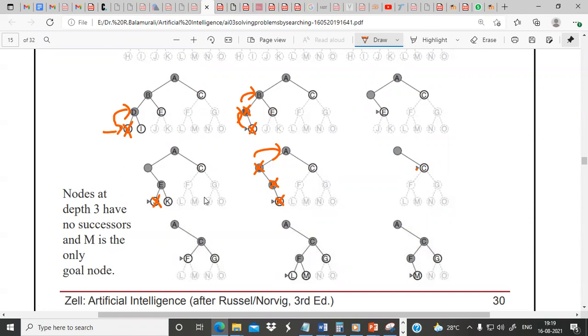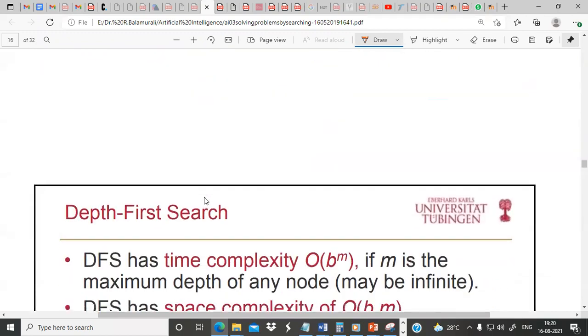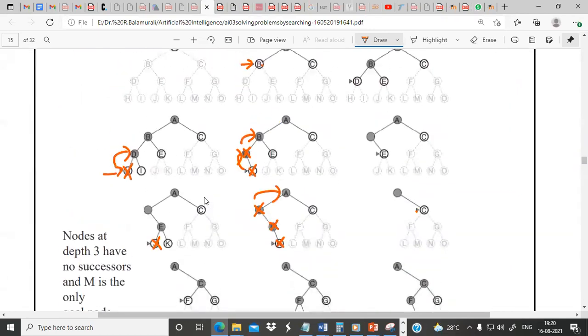So now check whether F is the goal state or not. No, then expand F, you get L and M. Now when you check whether L is the goal state, no, but L is also a leaf node. It's not the goal, so remove L, go to F. And does F have another child? Yes, M. Check whether M is the goal state or not. So on and so forth, the algorithm continues. So this is the basic working mechanism of depth first search.